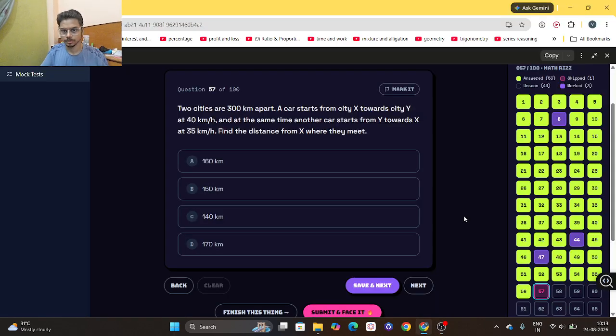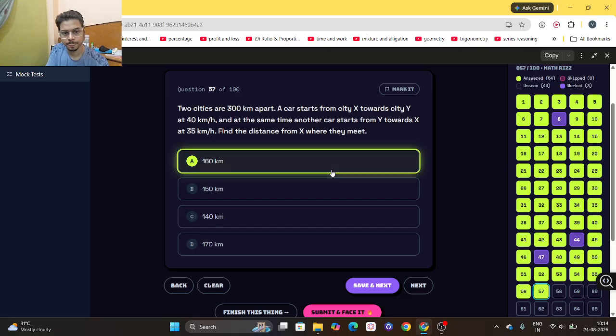Two cities are 300 kilometers apart, city X, city Y. A car starts from city X towards city Y at 40 kilometers per hour, and at the same time, another car starts from city Y towards city X at 35 kilometers per hour. The relative speed is 75 kilometers per hour. Distance is 300 kilometers. The total time will be 300 upon 75, which is 4 hours. So 160 kilometers.